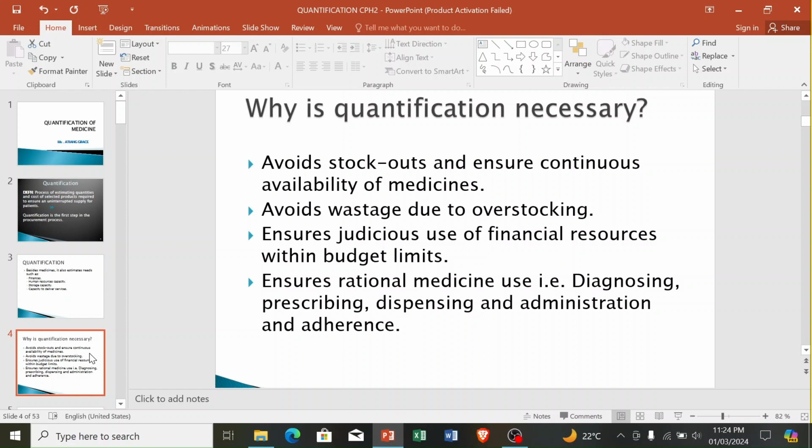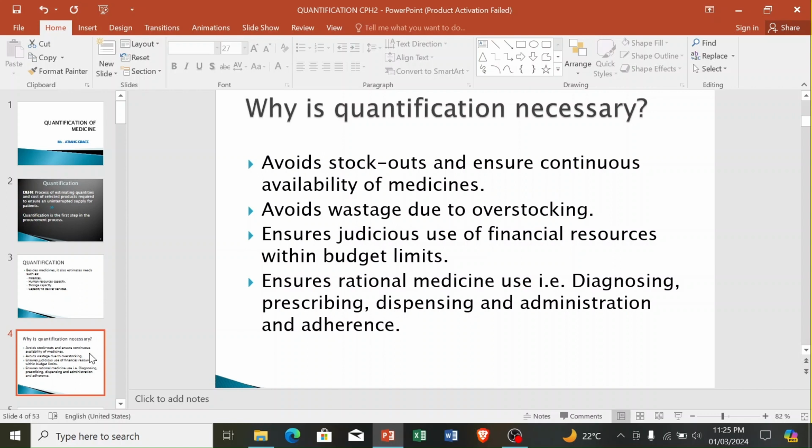So we estimate quantity so that we avoid stockouts, having days where we have no medicine supplies. And of course, this is life-threatening, where our patients may end up losing their lives, because if everything has run out in the facility, and yet we have patients in critical conditions that need to be handled. And then we see also it avoids wastage due to overstocking.